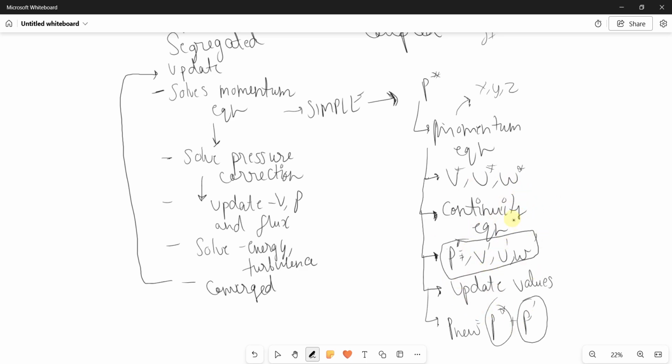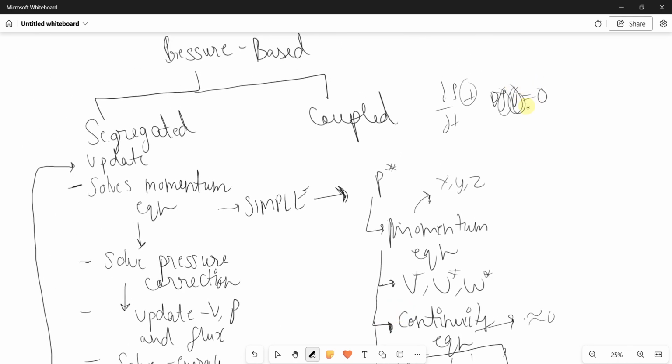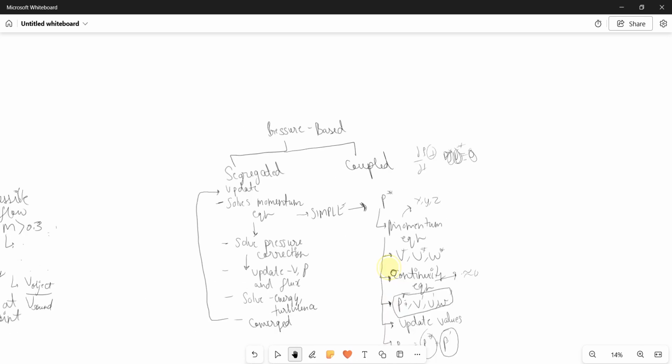So when will your values converge? It is technically when your continuity equation is nearly getting solved. That means when you substitute your v star, it should be equal to 0. That is when your solution is converged, right? So this is your segregated.